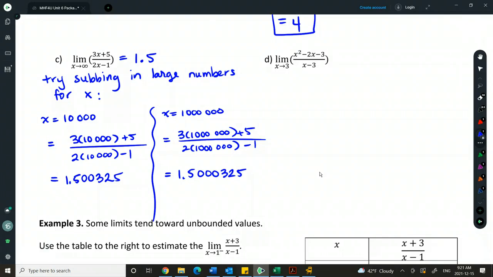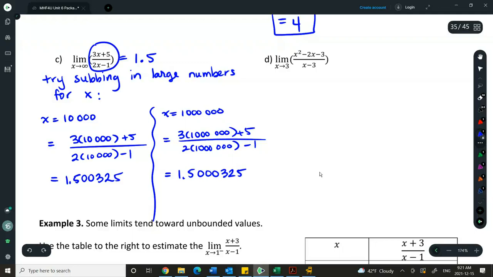Yep, Keaton? Actually, no. I was going to say limit approaching 1.6 because the number's getting further away from 1.5. So I would say it's getting closer to 1.5 because we're getting smaller and smaller decimals, right? Yeah, that's what I meant. Yeah.